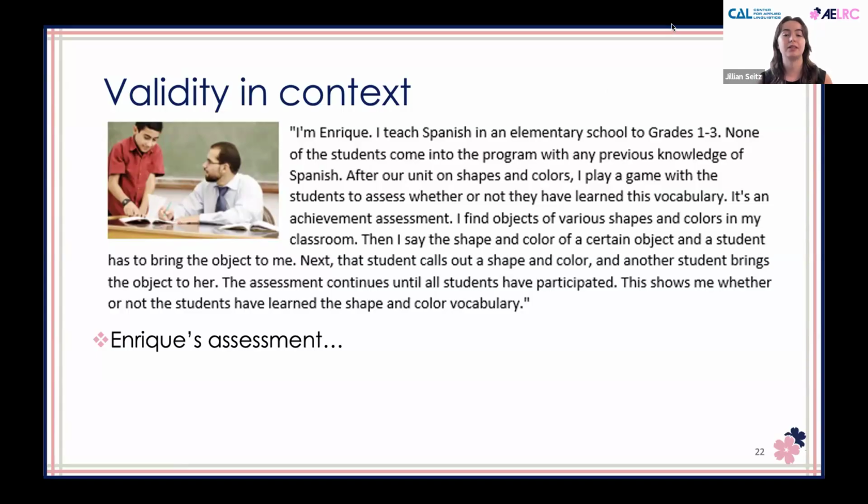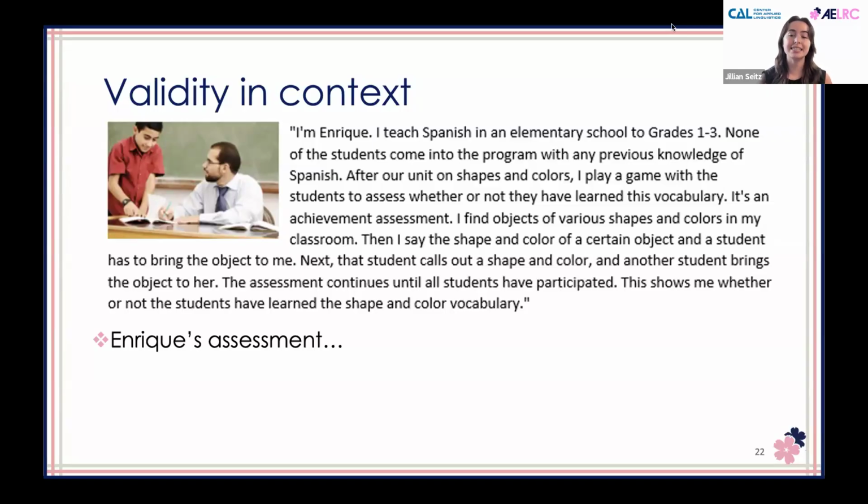I find objects of various shapes and colors in my classroom. Then I say the shape and color of a certain object, and a student has to bring the object to me. Next, that student calls out a shape and color, and another student brings the object to her. The assessment continues until all students have participated. This shows me whether or not the students have learned the shape and color vocabulary.